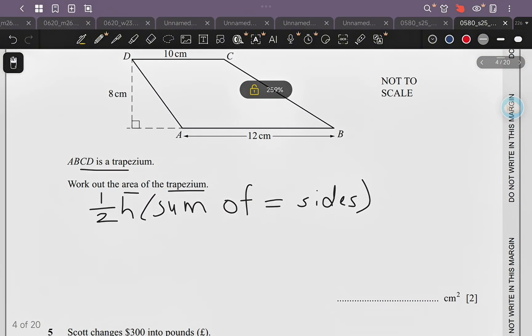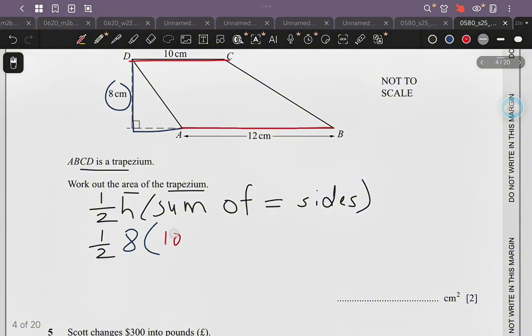Alright, so 1 over 2, what is the height? Height is this one, so that will be 8. And what is the sum of the parallel sides? This is the parallel side and this is the parallel side. So the sum of them is 10 plus 12, and if you solve this all, the answer is 88.